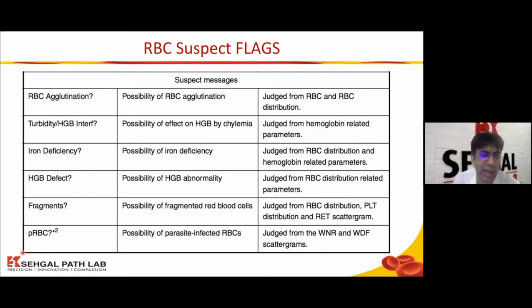Similarly, in a very basic AI form, one could devise a flag for iron deficiency. There are some default settings by the companies for iron deficiency and hemoglobin defect or thalassemia conditions. One can put in your own criteria, and I'll show you a couple of them. Also, you have flags for fragments, you have flags for infected RBCs, and again, we'll discuss these as we go along.